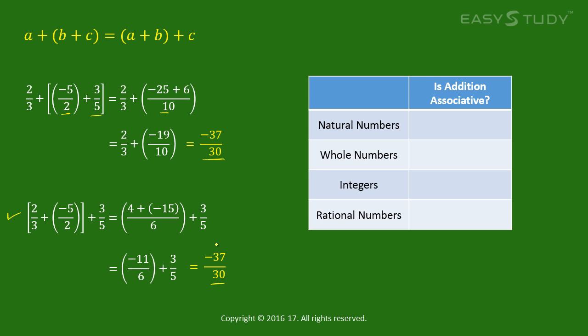So for rational numbers as well, it doesn't matter how you group numbers. For addition, it will give you the same answer. So the addition operation is associative for natural numbers, whole numbers, integers, and rational numbers. For all number sets in the number system, addition is associative. This associative property is only applicable to addition or multiplication. Subtraction and division do not follow the associative property.